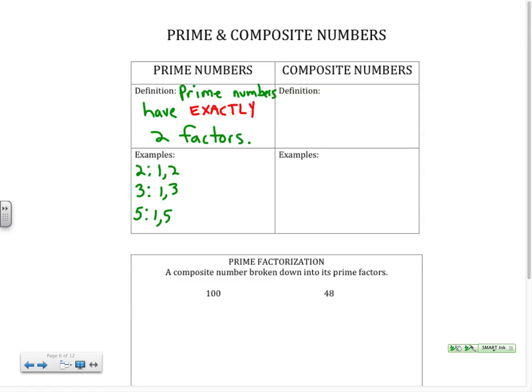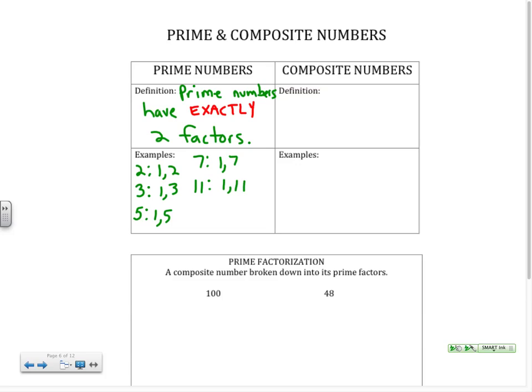The next example of a prime number after 5 wouldn't be 6 because 6 has 1 times 6 and 2 times 3. So the next one is 7. Its factors are 1 and 7. 8 would not be prime because it has factors 1 times 8 and 2 times 4. 9 would not be prime. 10 would not be prime, so my next number on the list that's prime is 11. Its only factors are 1 times 11.